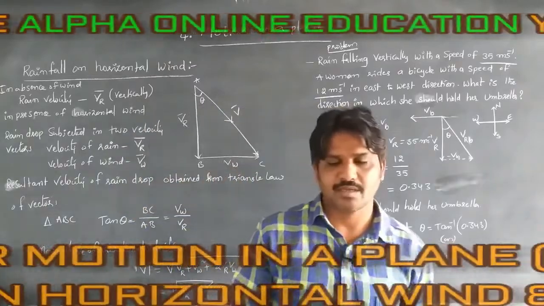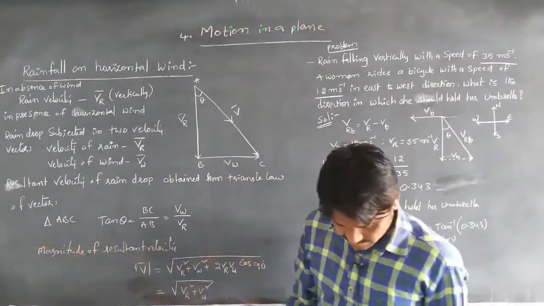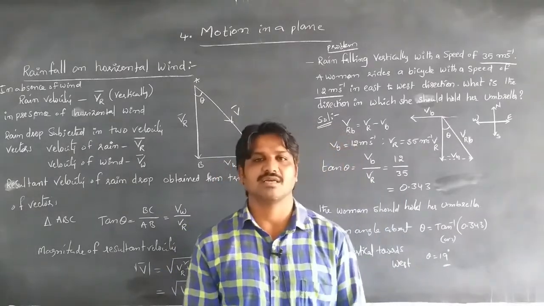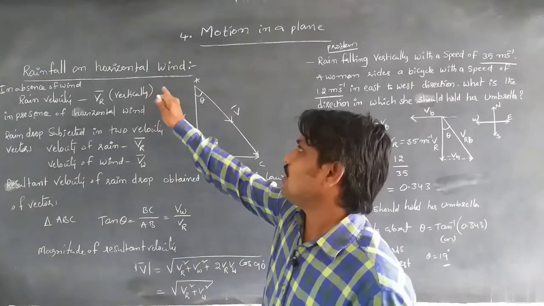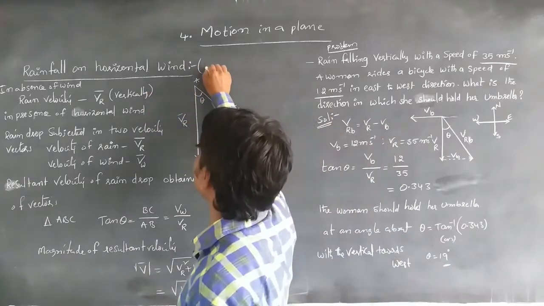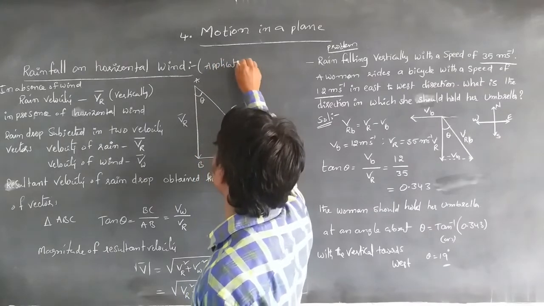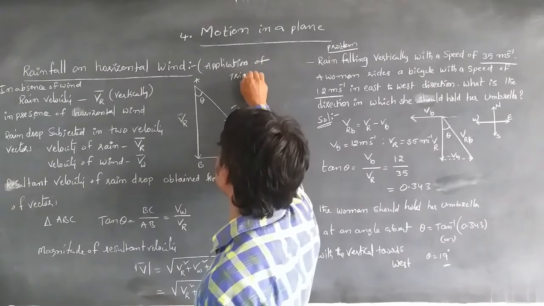Our next topic is also one of the applications of the triangle of vectors. Earlier we discussed the boat in a river, which is also an application of the triangle of vectors. So here, rainfall with a horizontal wind is also an application of the triangle of vectors.